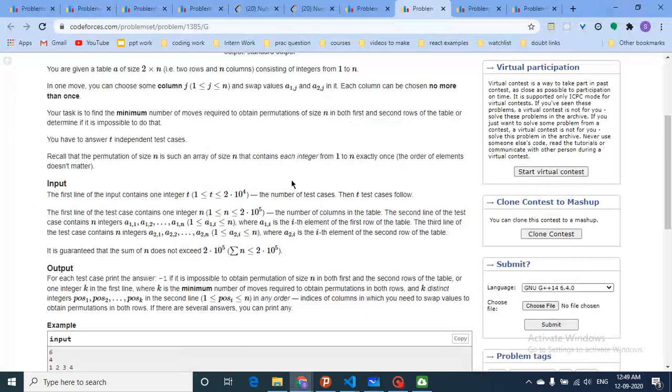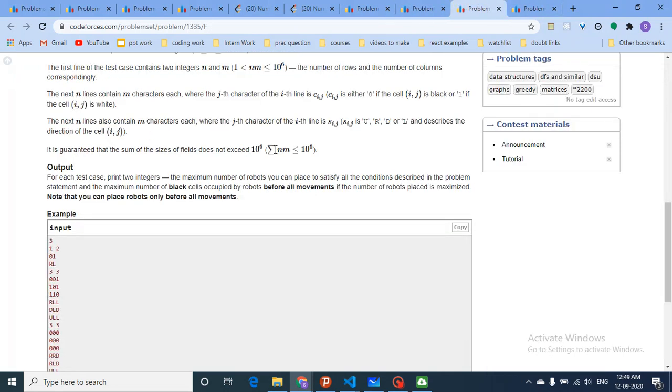So they already told us that over all the test cases, the total sum of n does not exceed 2 times 10 to the power 5. So you have to see this statement. Also, again see this. This statement is present here again.